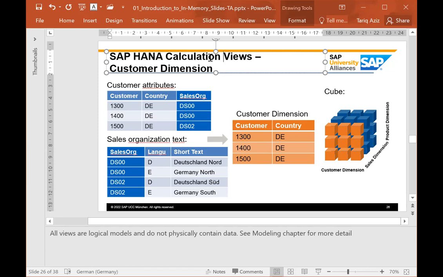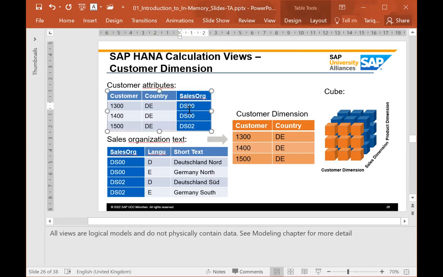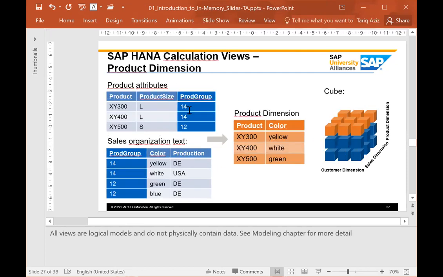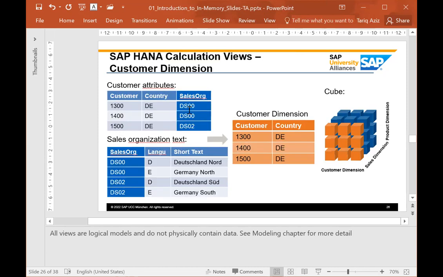Guys, is that clear? At least the dimension part is clear before I move on to the fact table. Okay, this is also another dimension. This was a customer dimension. Customer number, and the customer has a country and customer has a sales organization. So these are the dimensions.